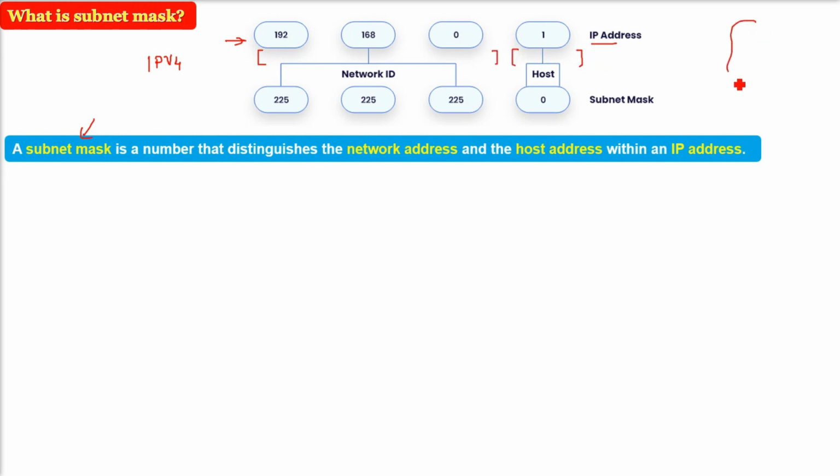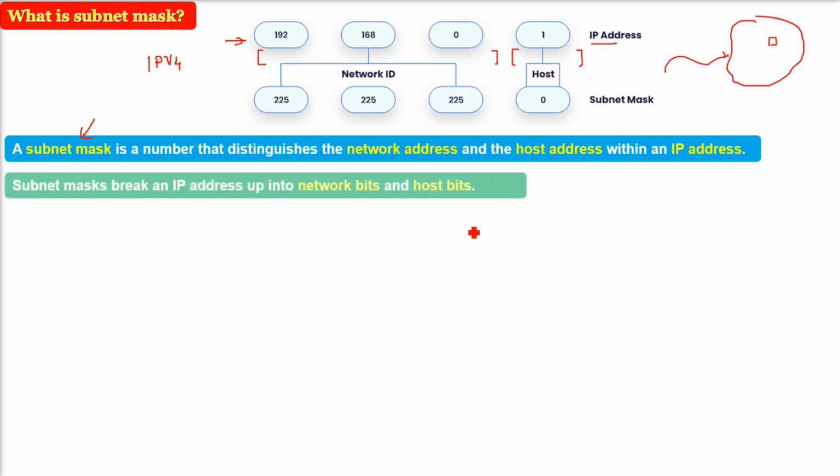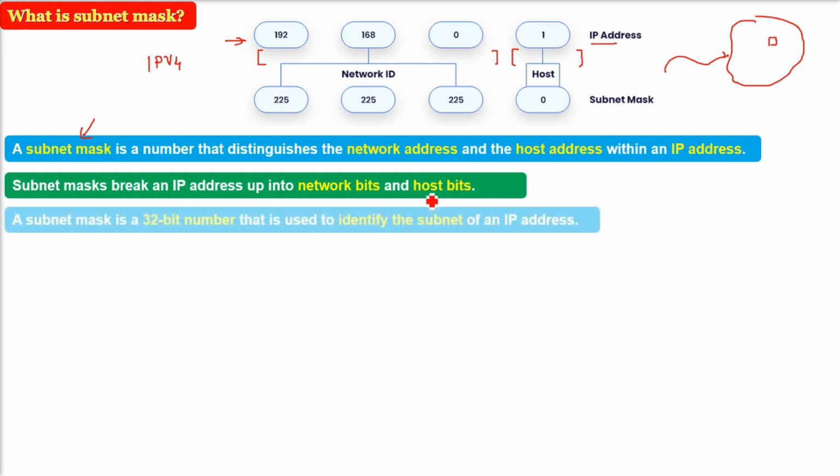So this subnet mask distinguishes between the network address and the host address, that is, which is the computing system or computer you are talking about. So subnet mask breaks or divides the IP address into network bits and host bits. This is also a 32-bit number like the IP address, and it is to identify the subnet of an IP address. What does it mean?